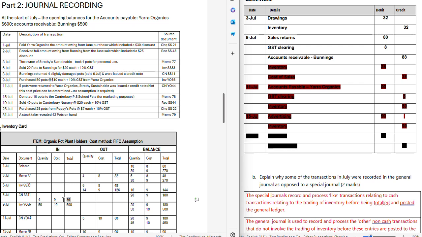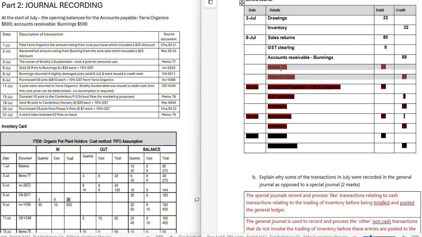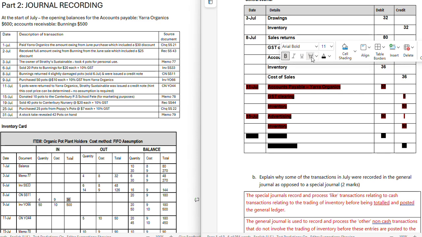Now, because it's an in, the inventory is coming back in. We're actually topping up our inventory account, and when an asset goes up, it's a debit. What do we credit? Well, when we sold it, it was a debit to cost of sales because the cost of sales is an expense going up. So because that's being returned, we've got to reverse that. So therefore, we're going to credit cost of sales for the 36. So a debit to inventory, a credit to the expense.